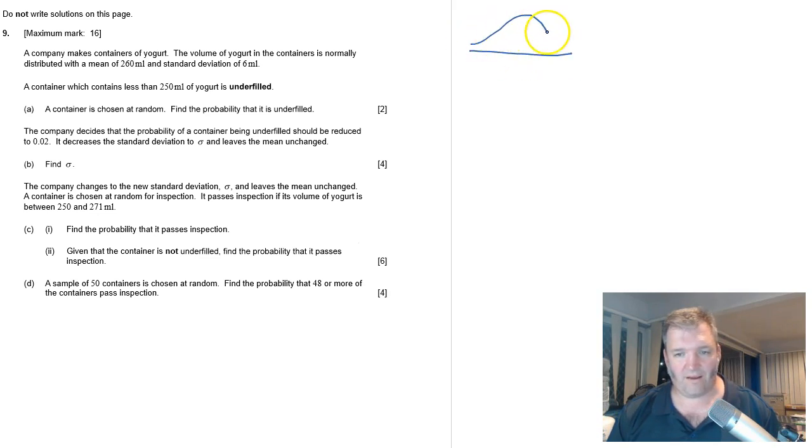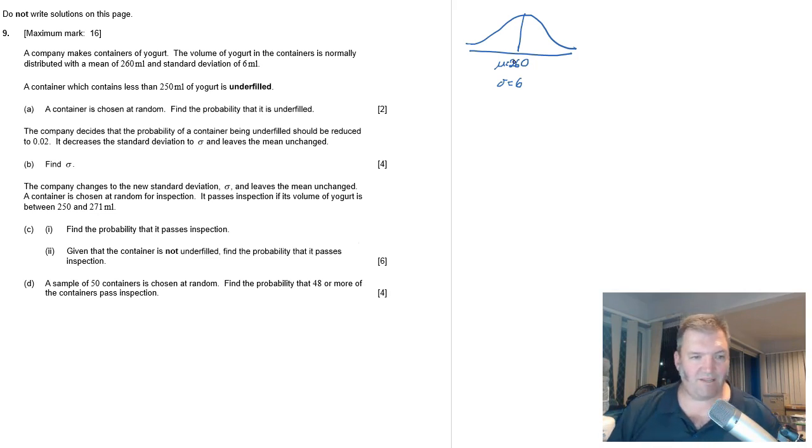Without thinking, I am drawing a pretty average normal distribution curve. Control Z, make that look a little bit more vertical for you. That's 260, just label there's my mean. Standard deviation equals 6. Now I've got an idea what I am looking at.